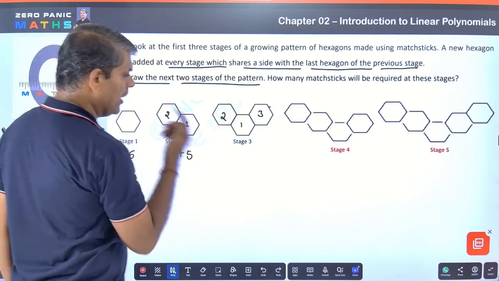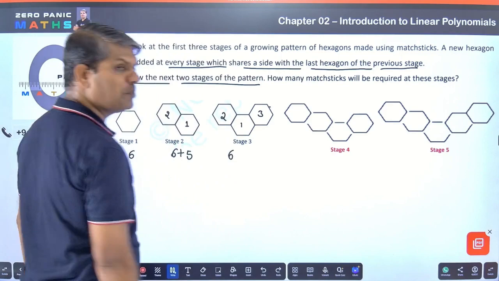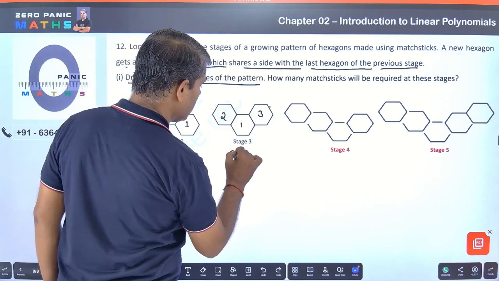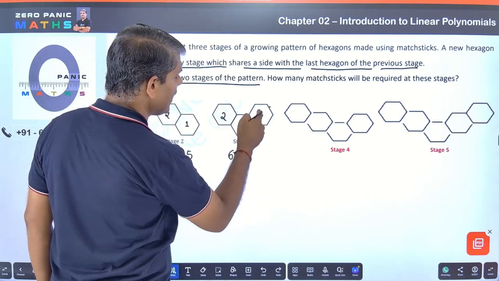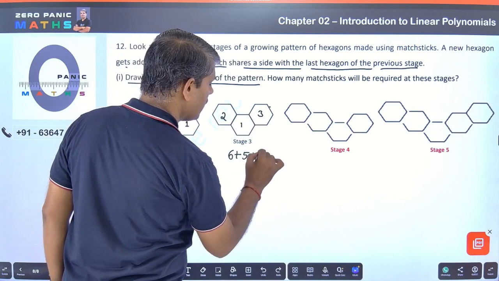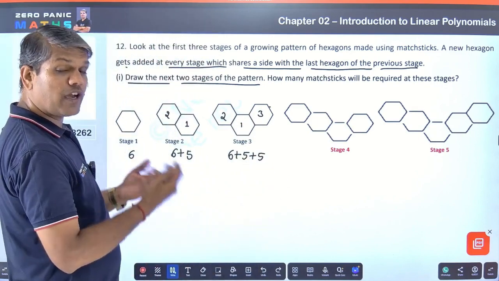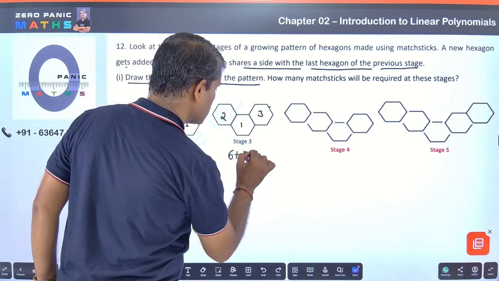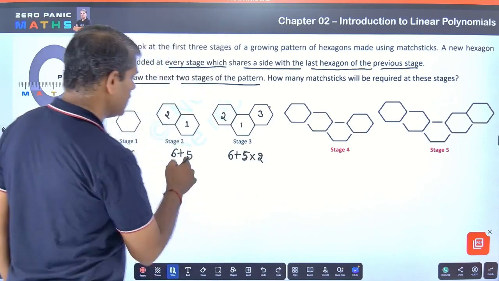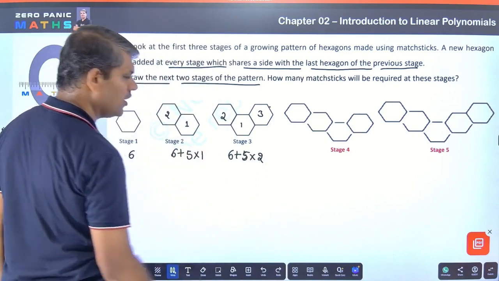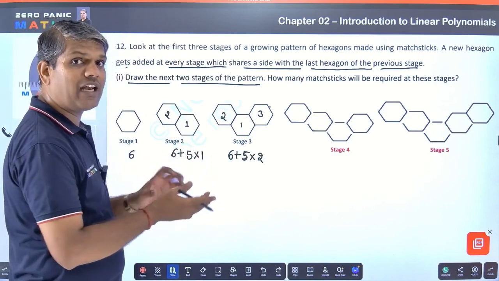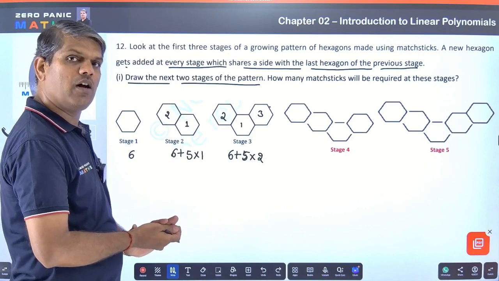Here also 6 is fixed. Let us keep this as 6. The 5 was already added, so it is 6 plus 5. Another hexagon is added, so another 5. It is 6 plus 5 plus 5, or you can say 6 plus 5 into 2. This one is 6 plus 5 into 1. I'm just converting that into a format where I can represent a linear polynomial.